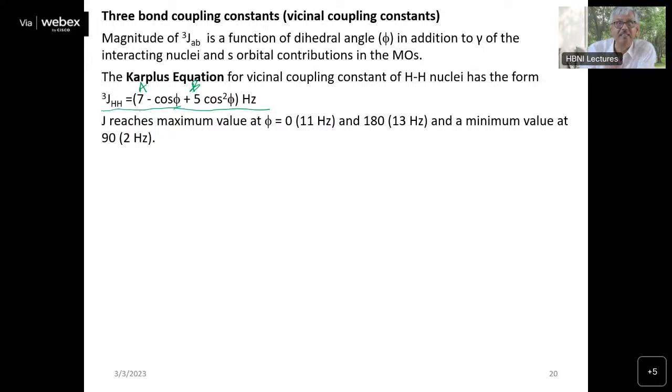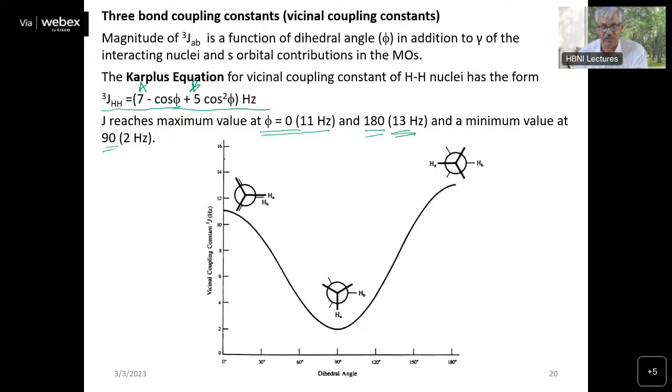So J reaches a maximum value. If you put phi equal to 0, it is 11 hertz, and when phi is 180 degrees, it is 13 hertz, and a minimum value when phi is equal to 90 degrees. You can see here, this is for phi equal to 0, the eclipsed conformation. This is the gauche conformation, and that value is minimum, around 2 hertz. And when it is 180 degrees, it becomes around 13 hertz. So this is how the J value depends on the dihedral angle.